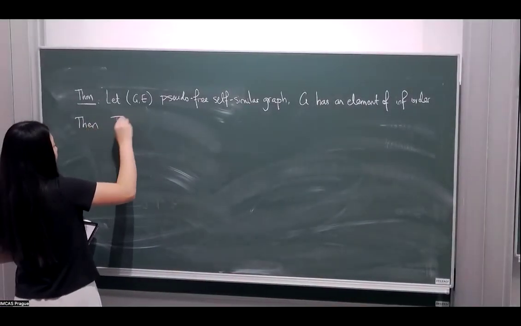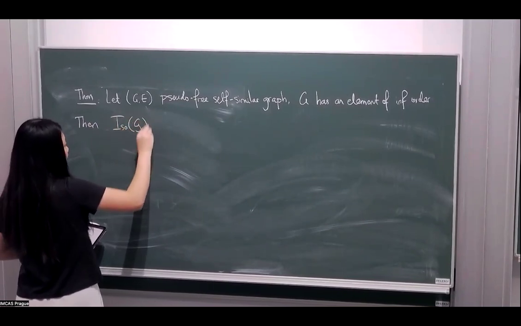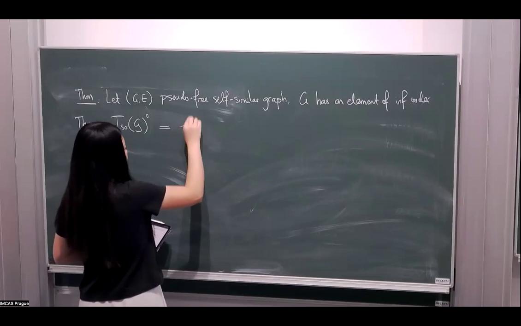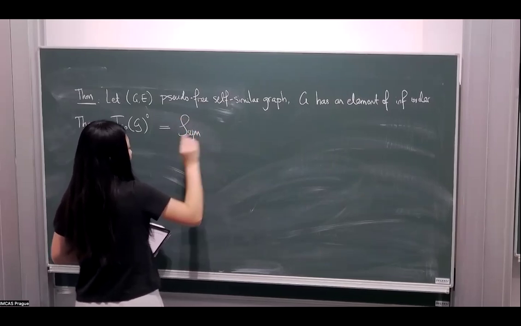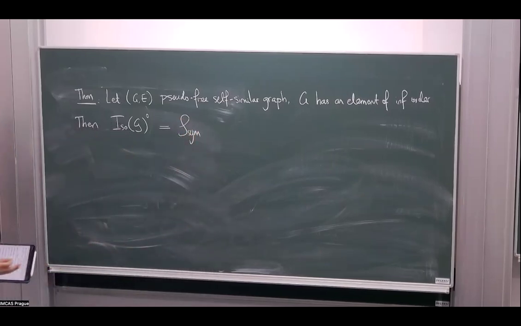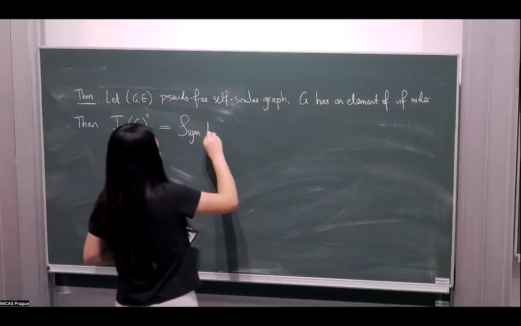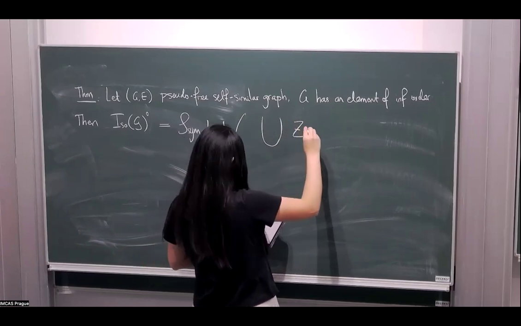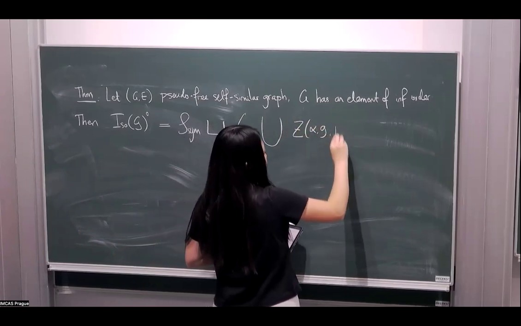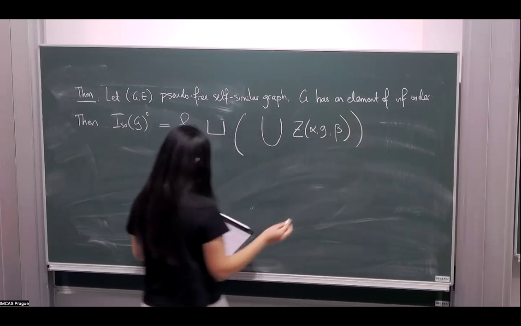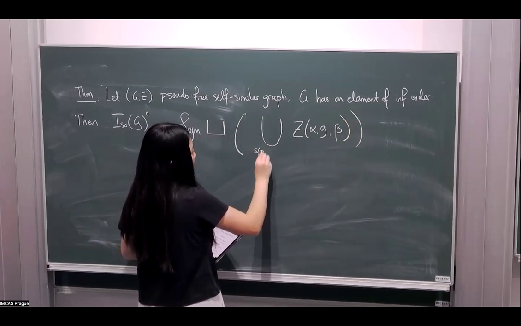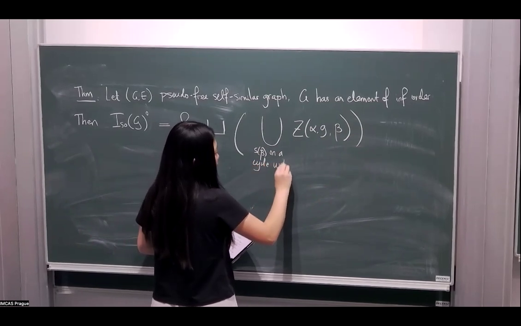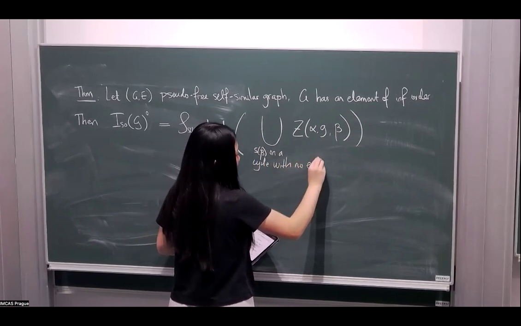Then the interior of the isotropy will be the disjoint union of S_sim, the union of those cylinder sets coming from nice enough triples, with the union of cylinder sets alpha G beta, where the source of beta is on a cycle with no entrance.